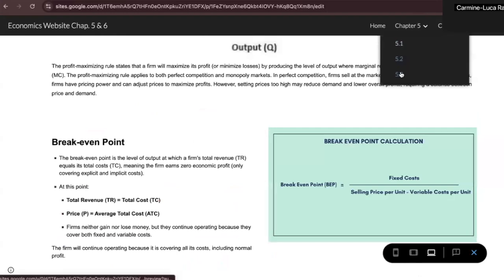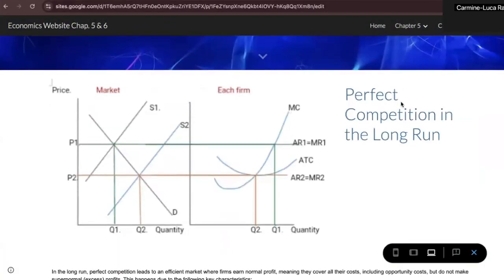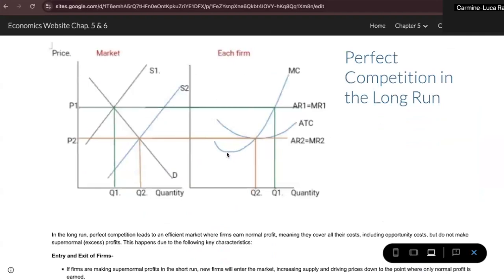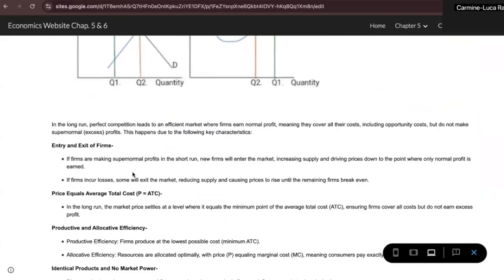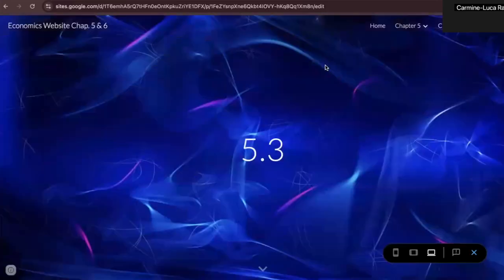The next part of my website is 5.3. This is perfect competition in the long run. I show some graphs, I explain what it is, and I give some examples, which are here.